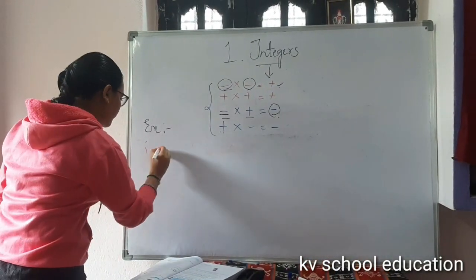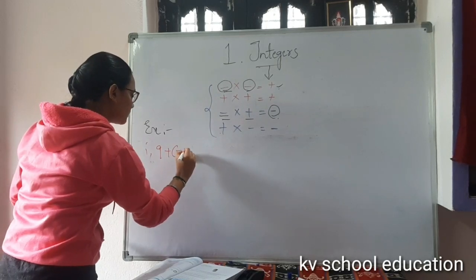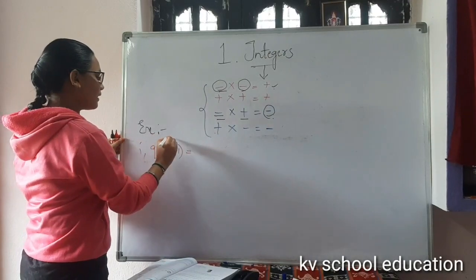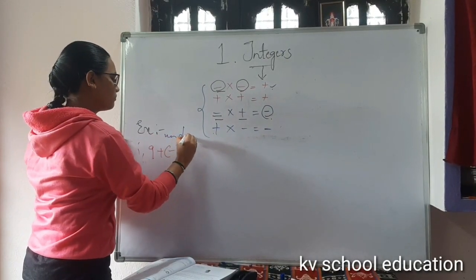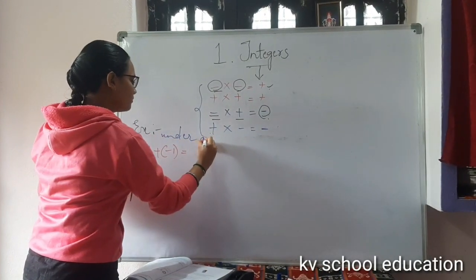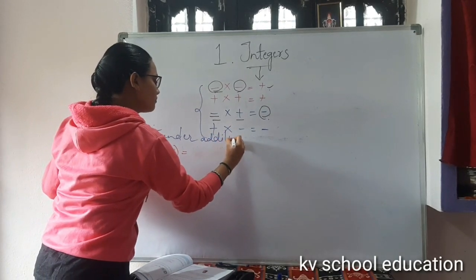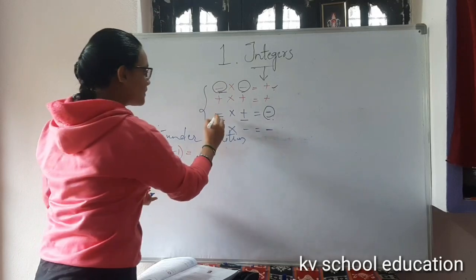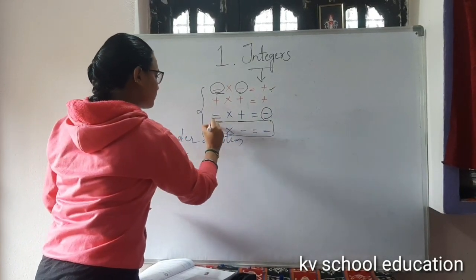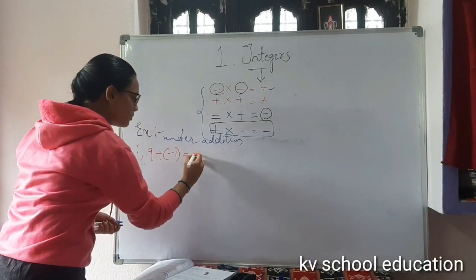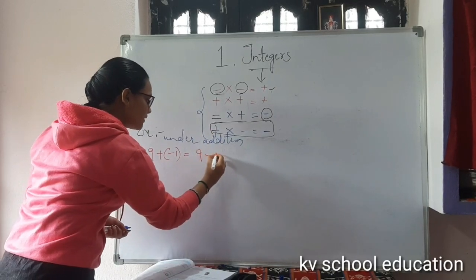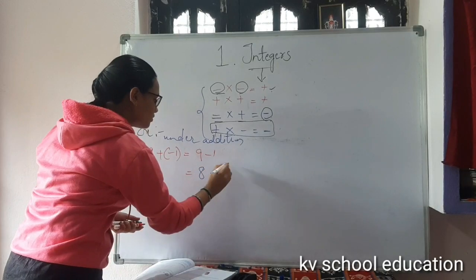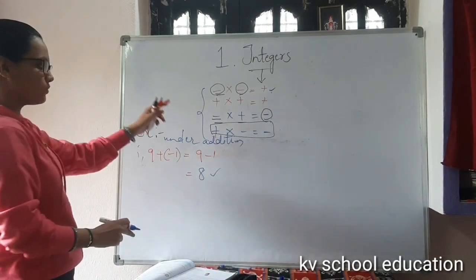So here, 9 plus -1. How to solve this? First, this is under addition. Plus into minus will be minus. So 9 minus 1. You know 9 minus 1 is 8. So this is the method we should use.